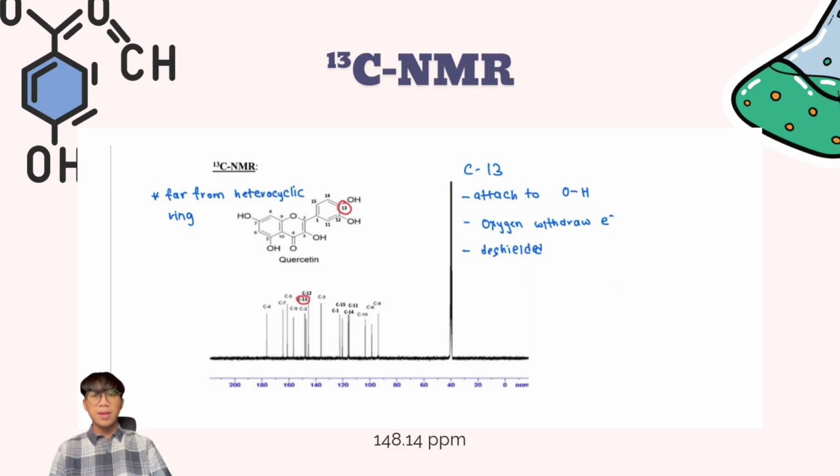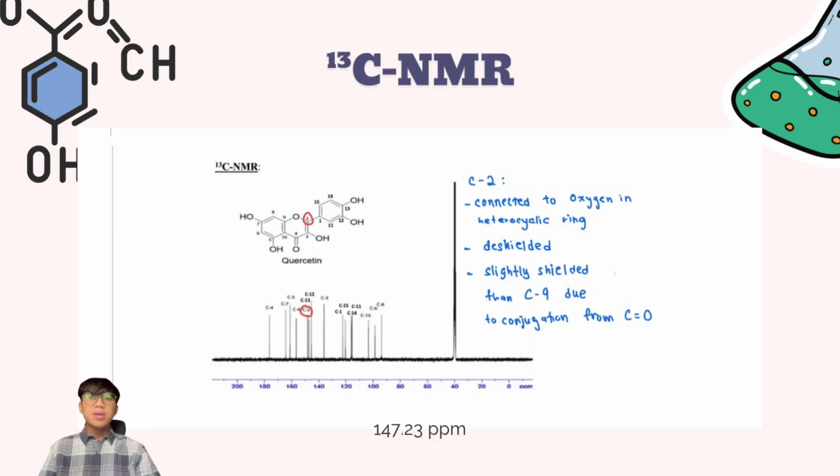Carbon number 2 is connected to the oxygen in the heterocyclic ring and is part of the conjugation system. The conjugation system makes carbon number 2 have low electron density, which makes it appear at a high chemical shift, which is 147.23 ppm, that is de-shielded.